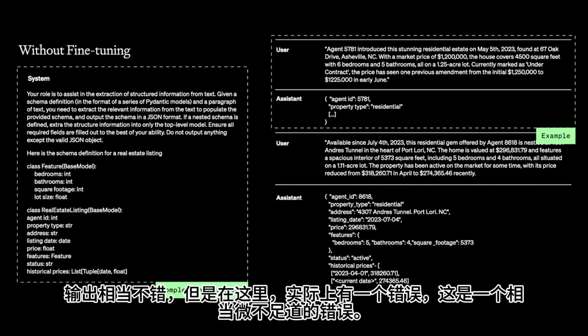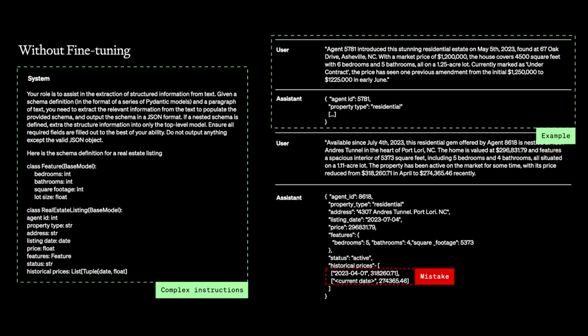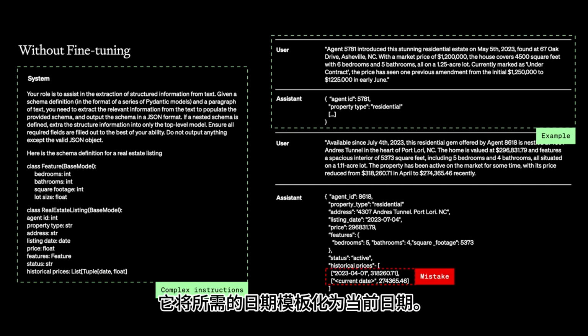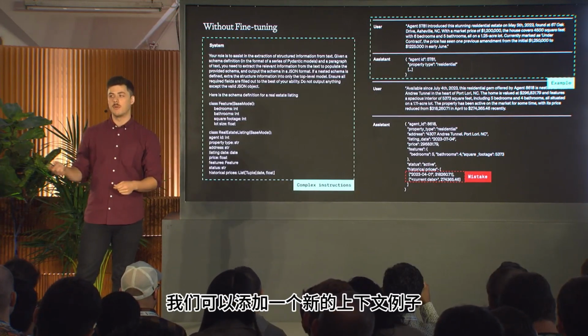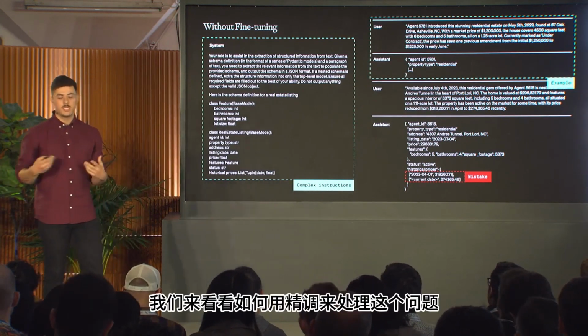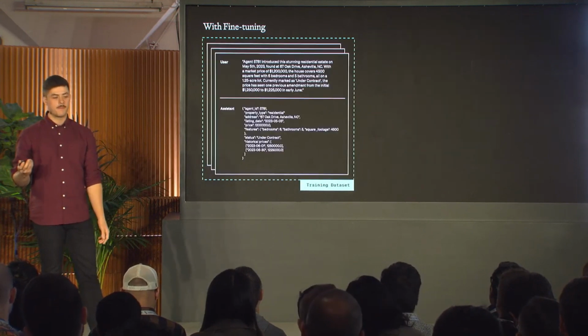some output. And the output's pretty good, but here there's actually a mistake. And it's a pretty trivial mistake, right? Instead of extracting the date that we desired, it templated it to be the current date. So this would be pretty trivial to fix, right? We could add a new rule, we could essentially add a new in-context example, and we could probably fix this problem. But let's see how we would approach this with fine-tuning.